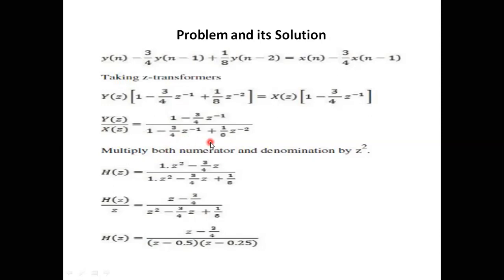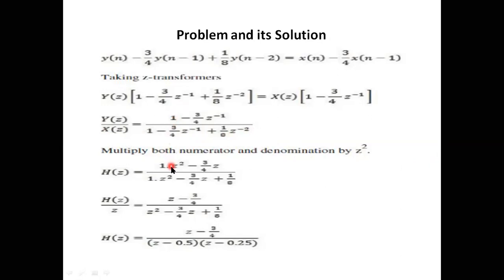So first, for that process, multiply both the numerator and denominator by z square. Clear? Because z to the power minus 2 is present. For simplification, I am multiplying both numerator and denominator by z square. So multiply and divide the numerator and denominator by z square.